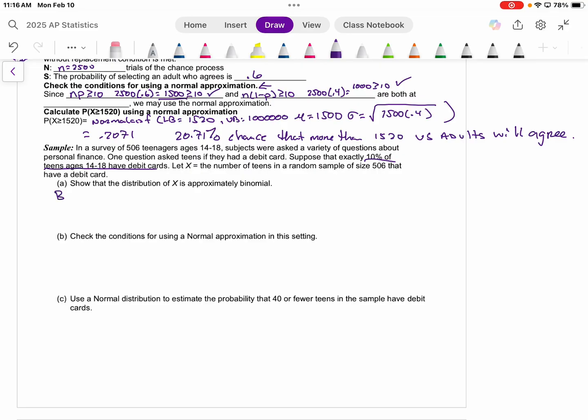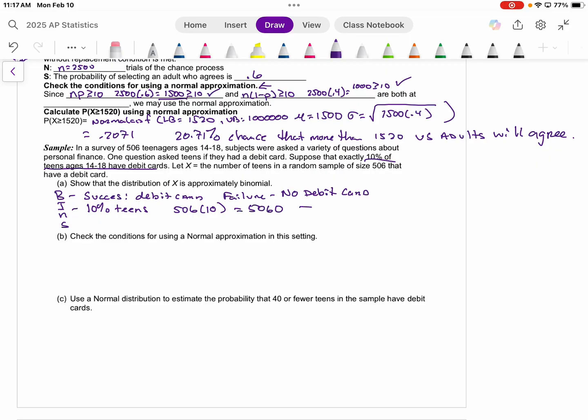All right, so let's go through our BINS again. Success would be they have a debit card. Failure: no debit card. Independent. Well, they tell us 10% of teens. Our sample size was 506. Well, 506 times 10 gives us 5,060.